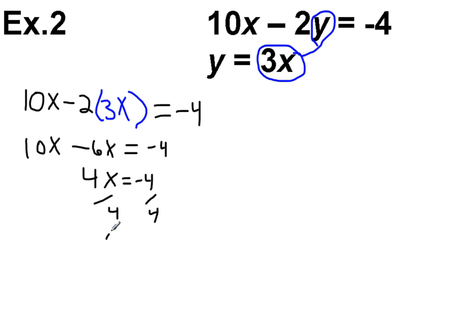So remember, at this point, when we figure out one of the variables, x equals negative 1, we're not finished yet. We have to figure out the other variable, y. Remember, if we graph these two equations, these two lines would probably cross somewhere, and we're figuring out where the two lines cross.